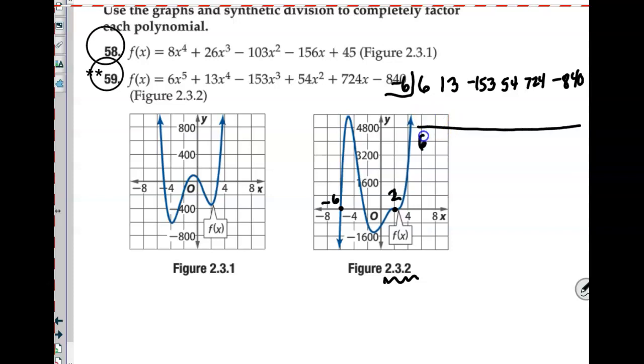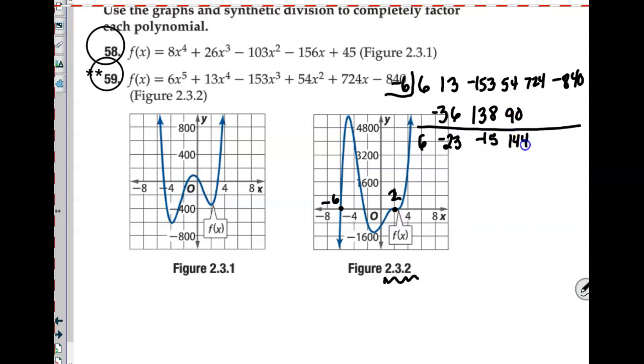Bring down the 6. Multiply is -36. Help! -23 times -6. 138. Minus 153, or -153 plus 138. -15. Did someone else get that? A -15 right there? 43, 53, I think so. Then times -6 again is 90, I think. Added to 54 would be 144.